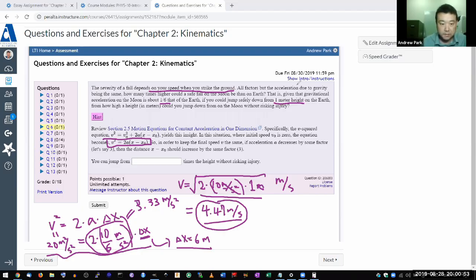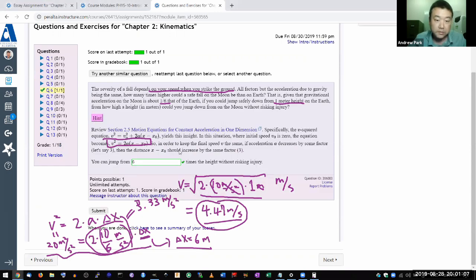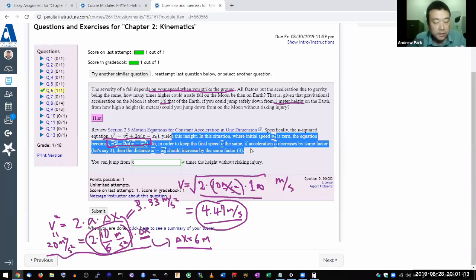Let's see. So you can jump from 6 times the height without risking injury. And the system says yes. And there are other ways to get to this answer more quickly, and I think the hint tries to walk you through that reasoning. It's conceptually a little bit more, there's more information to take in. But a technique you can use is to bypass the conceptual part. You plug in the numbers and the numerical result gives you guidance that's sometimes easier than working through the concept.